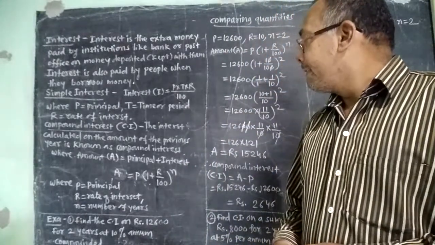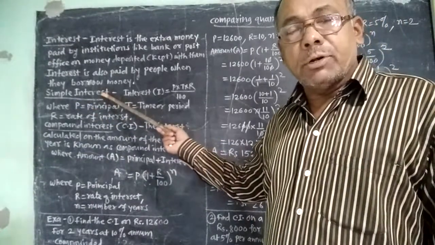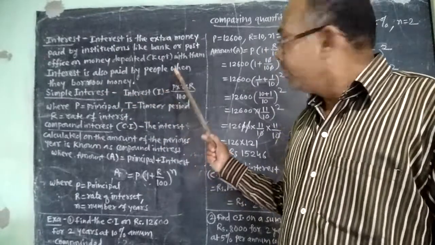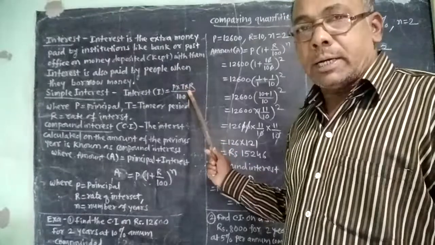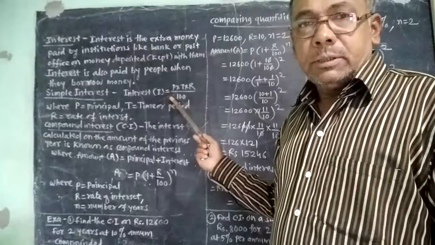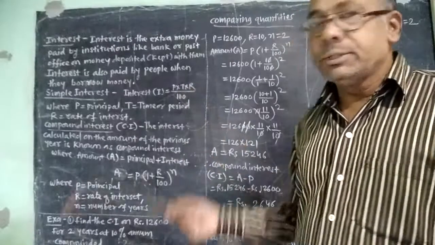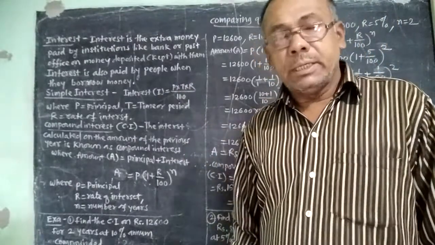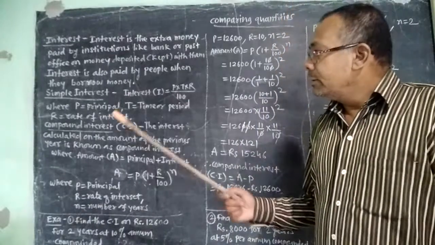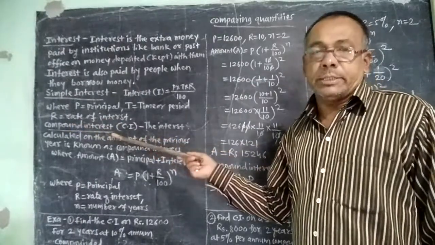Again, simple interest, last year we have studied, that interest I is equal to P into T into R divided by 100, where P means principal, T is time or period, and R is the rate of interest. Here, in this year, we are going to study about compound interest.